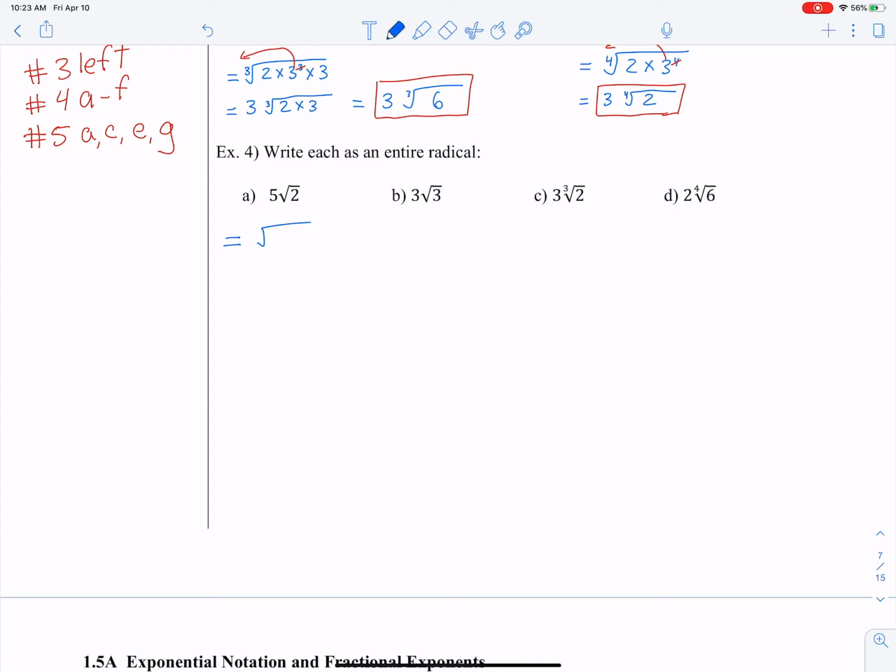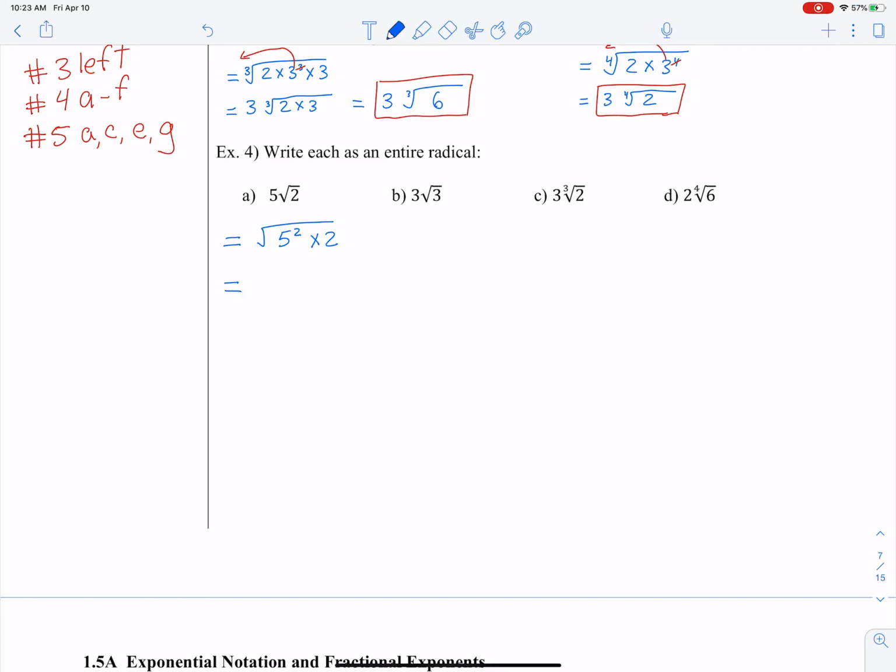So in this one, the index is empty, so that means it's 2. So we get 5 squared. We add the number that matches the index as an exponent, times 2. So this 5 got an exponent of 2 on it.